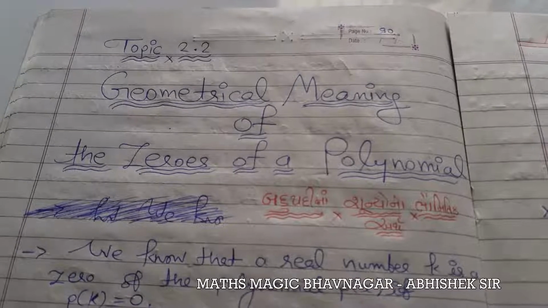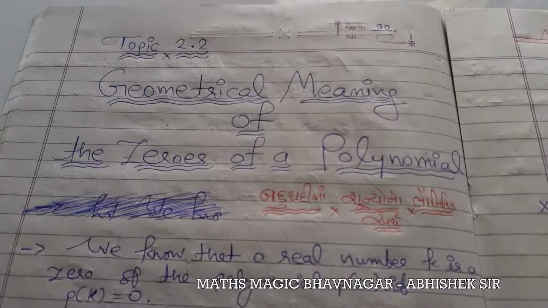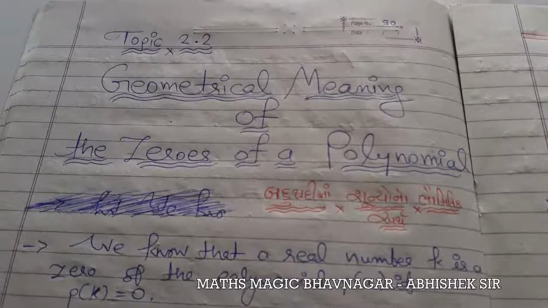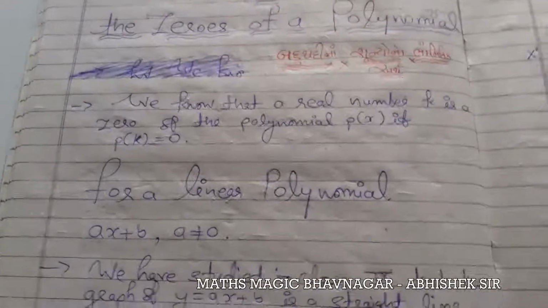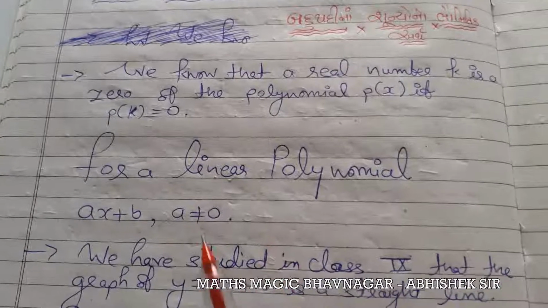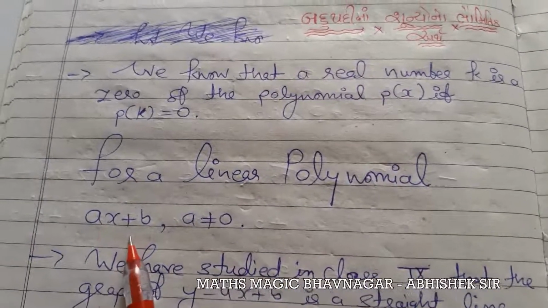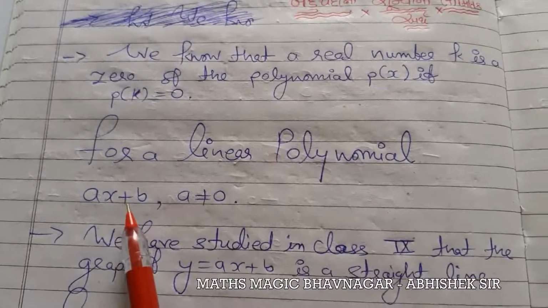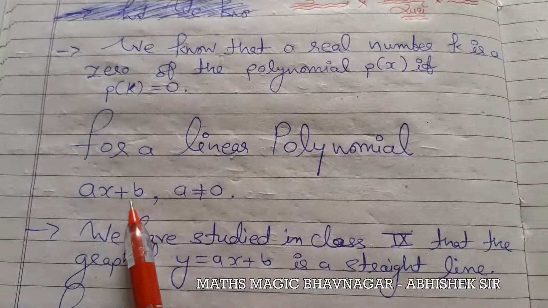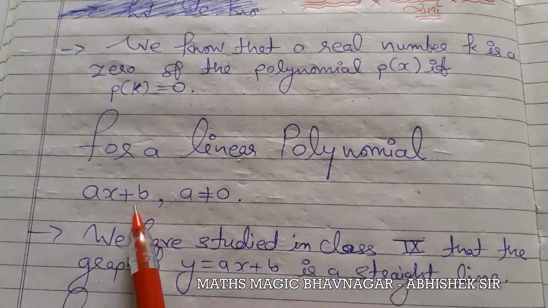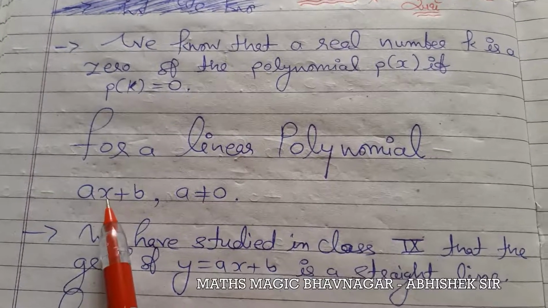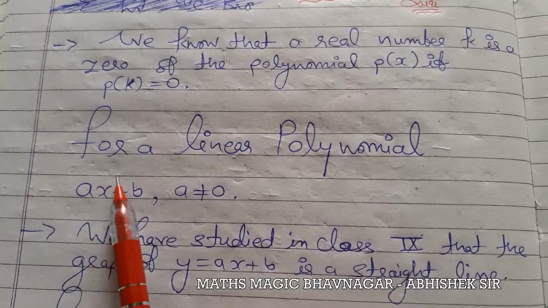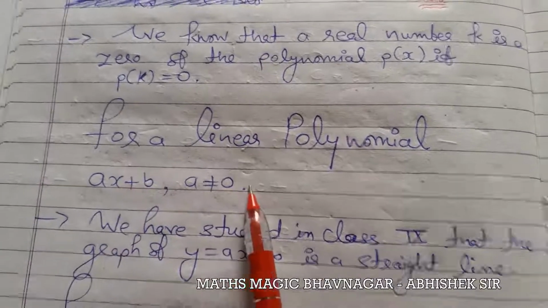Today we are going to discuss topic number 2.2, that is the geometrical representation or geometrical meaning of the zeros of the polynomial. We know that ax plus b is the general form of the linear polynomial, or we can say that ax plus b is the simplest form of the linear polynomial. Linear polynomials are the polynomials having maximum exponent 1, where a is not equal to 0.